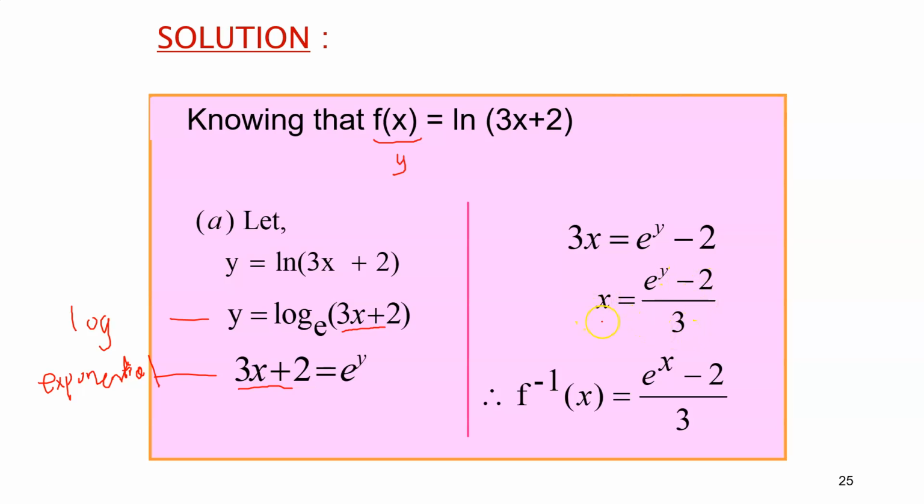So this is in term of x, kan? So this answer in term of y. So you want the final answer to be in term of x. So you just rewrite it again. The inverse function of x is actually equal to e^y. This y tukar kepada e^x minus 2 divided by 3. So you get the inverse function of x.